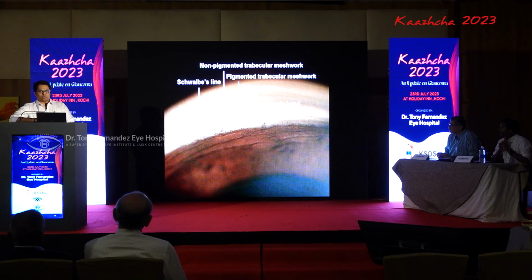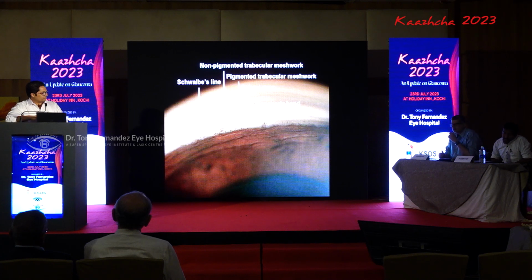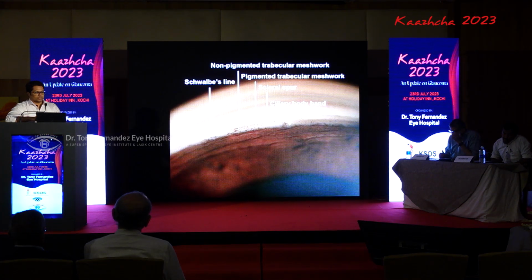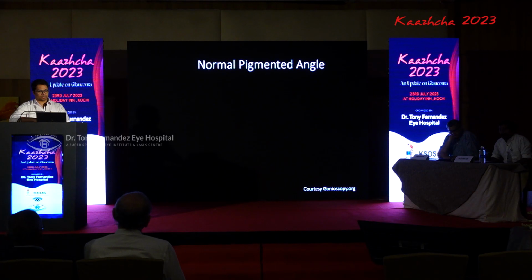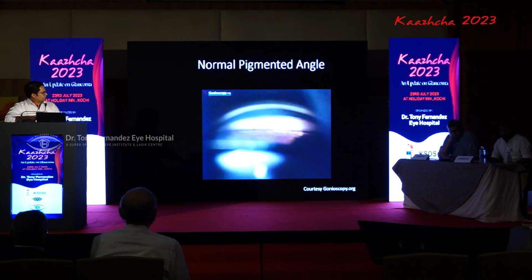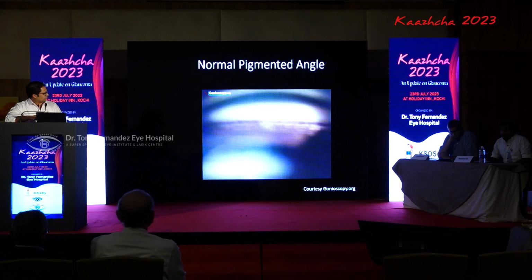First, to the normal anatomy of the angle. Here you see a normal iris configuration. The grayish band here is the ciliary body band. Then we have the scleral spur anterior to that. Then the pigmented trabecular meshwork, the anterior non-pigmented trabecular meshwork, and the Schwalbe's line. This is a pigmented trabecular meshwork, more pigmented than the previous photograph.